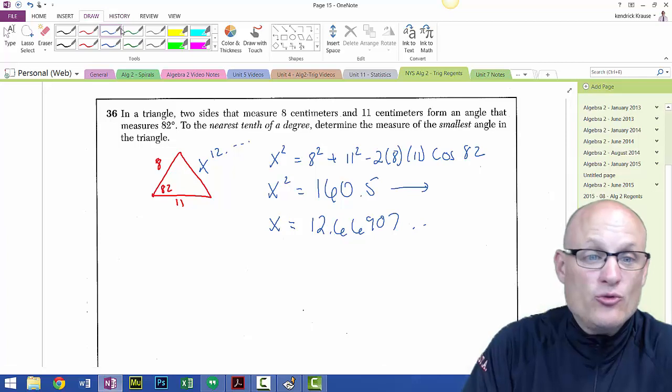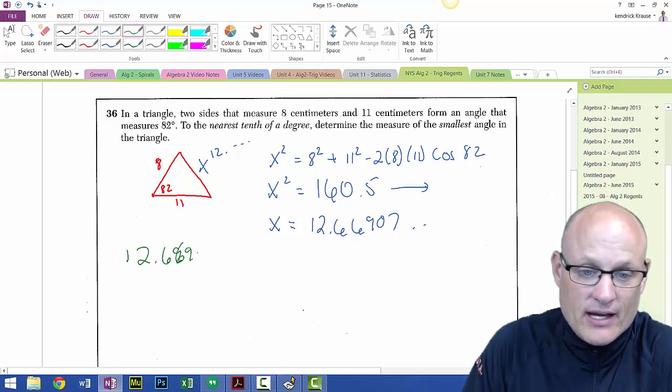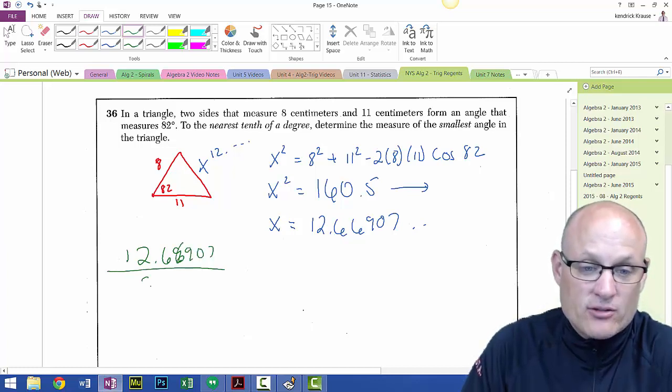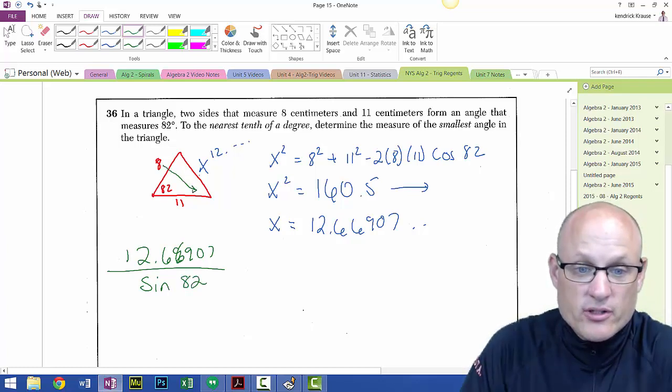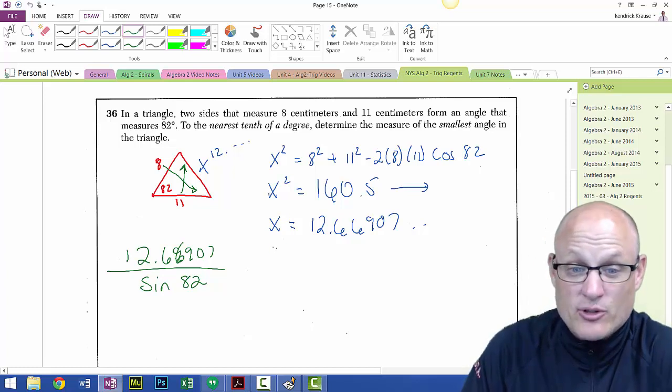So now I can use the law of sines. Well, the law of sines says we take this 12.66907, put it over its angle, sine of 82. Now, I'm either going to do 8 over this or 11 over this. Well, if I want the smallest angle, I should use the smallest side. That's why I'm going to use 8.